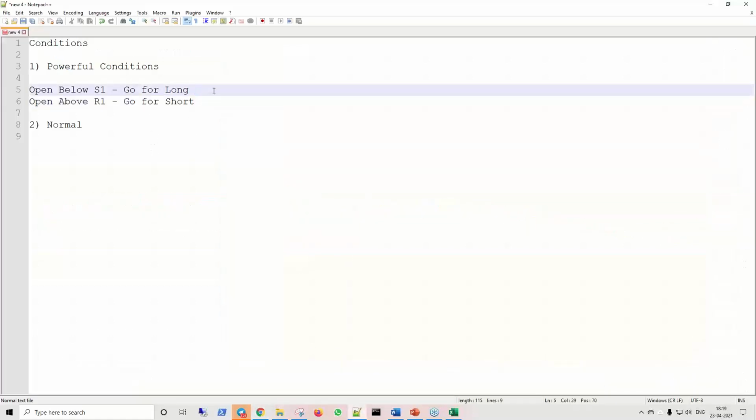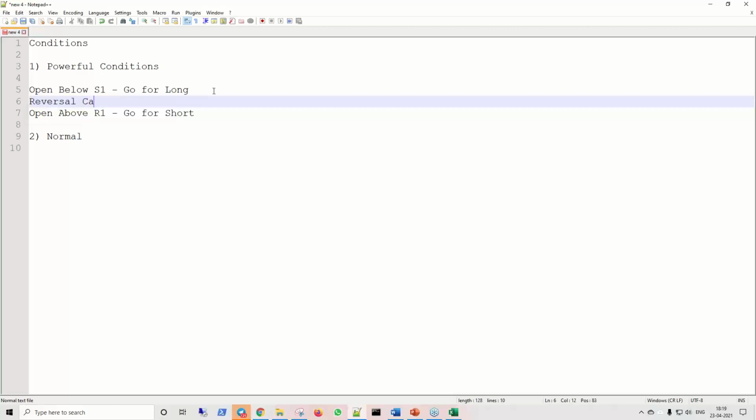So if the open is below S1, wait for a reversal candle. In this case, we are expecting a green candle or a doji. And wait at S1 or lower. So there is a trick, which I'll explain a little later. Wait and enter at S1 with SL of S2 for pivot.